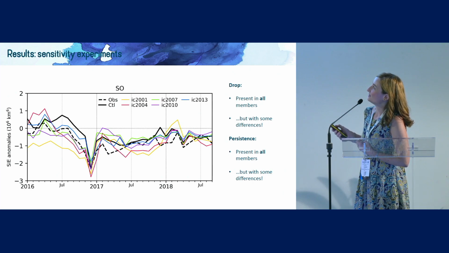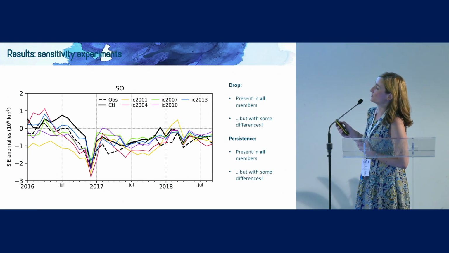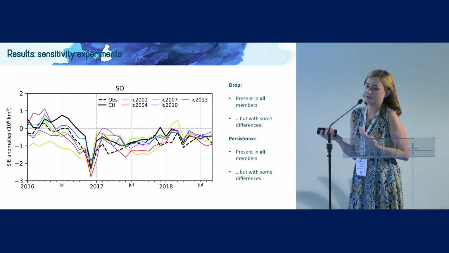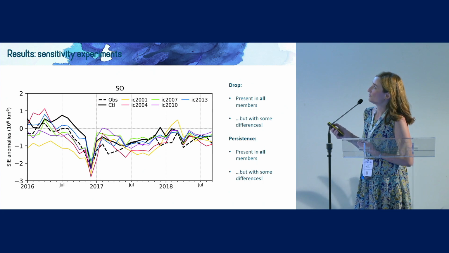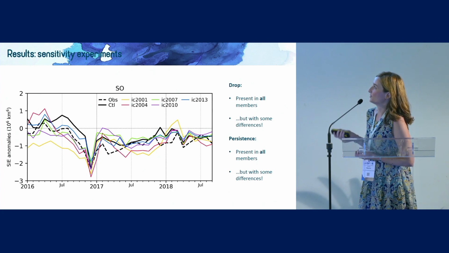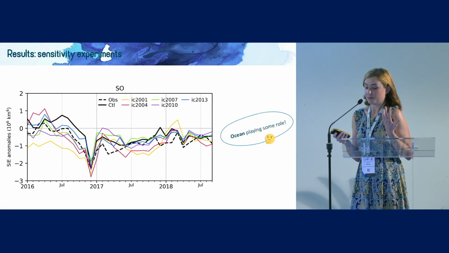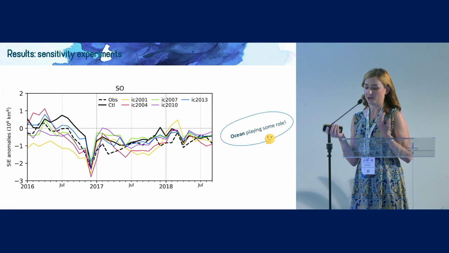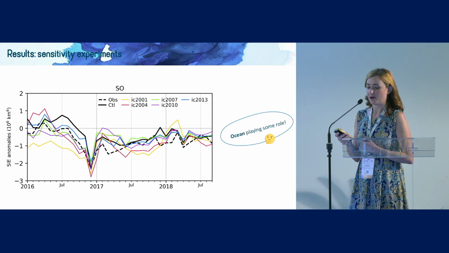At least the differences are marked in the first year after the drop. Then eventually all the members tend to converge, and this is actually due to the setup of the experiment. But if we focus on the first year after the drop, we can see some differences. So we argue that there is probably some role played by the ocean, at least in modulating how the drop is happening and how the anomalies persist after that.